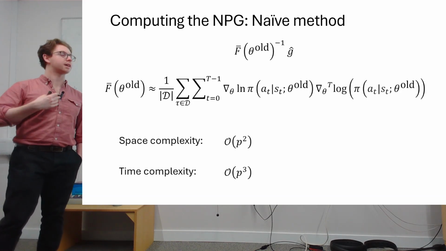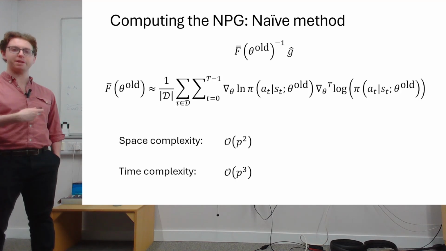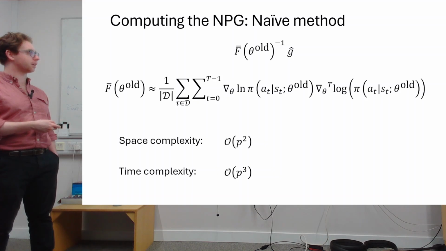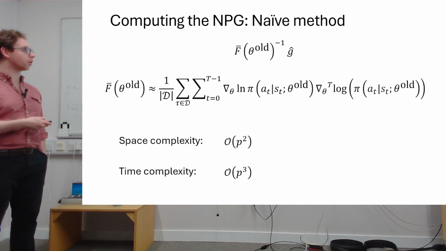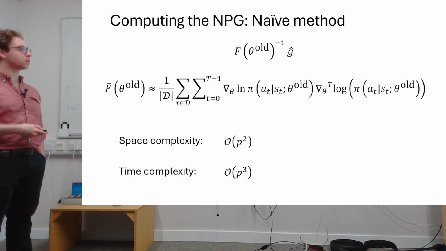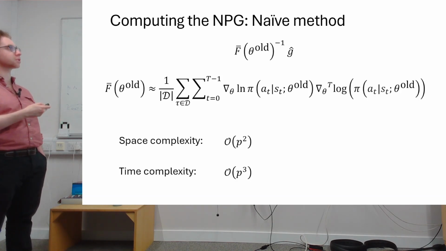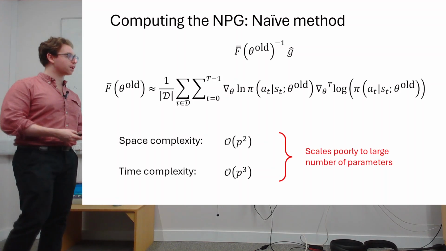As I'm sure you all know, you can do better than O(p cubed). There are matrix inversion algorithms that do better than cubic in the time, but they don't get particularly close to quadratic. So it's somewhere above order p squared in the number of parameters to compute this gradient estimate. So this scales poorly when you have a large number of parameters.